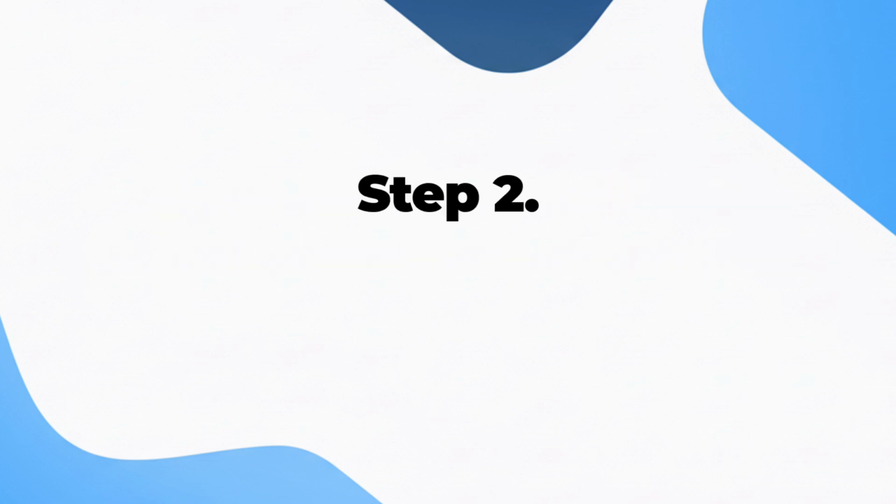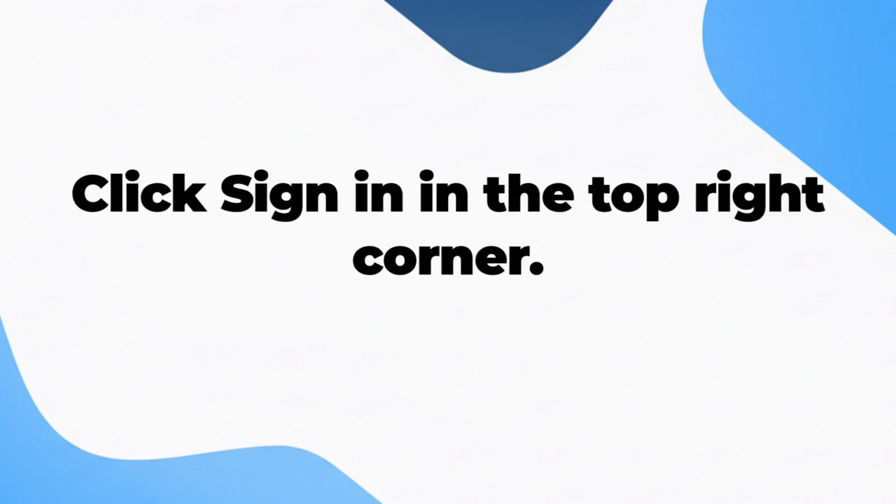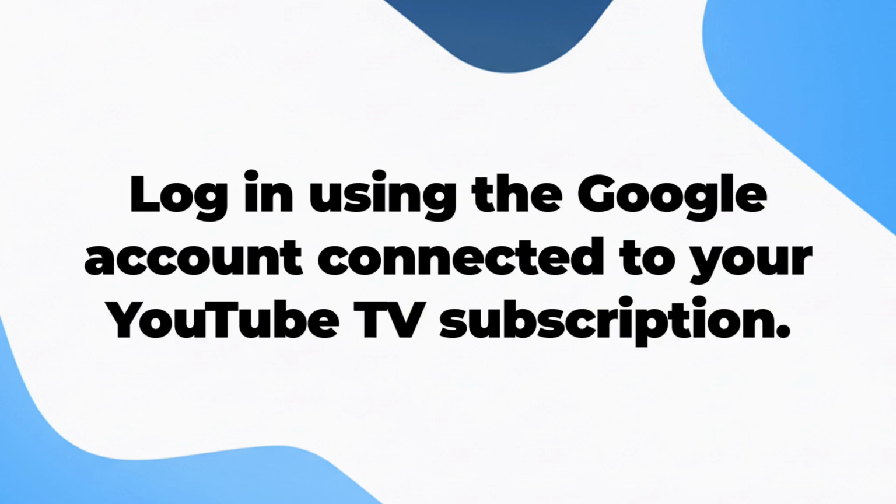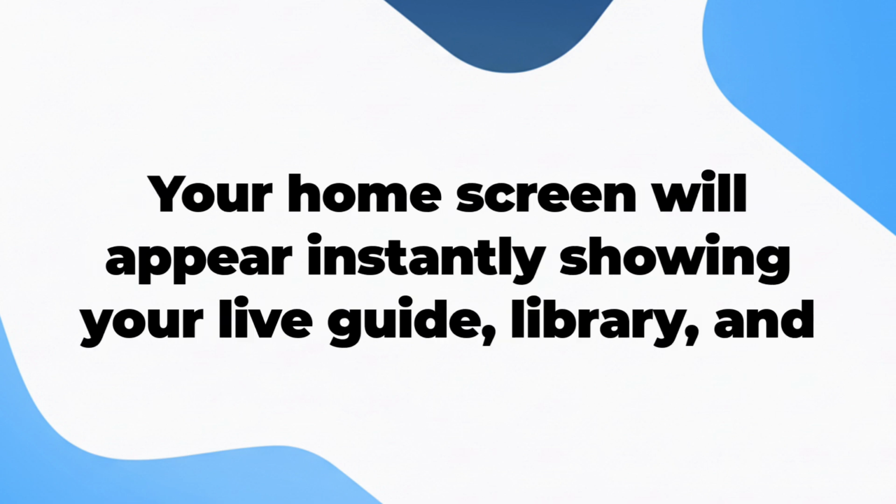Step 2. Sign in to your account. Click Sign in the top right corner. Log in using the Google account connected to your YouTube TV subscription. Your home screen will appear instantly, showing your live guide, library, and recommendations.